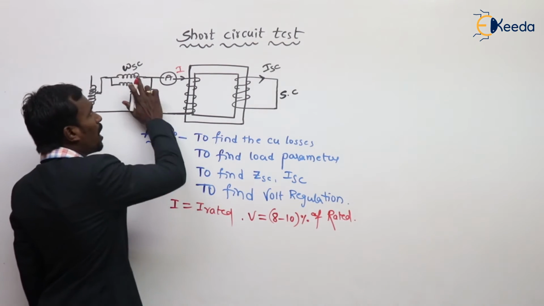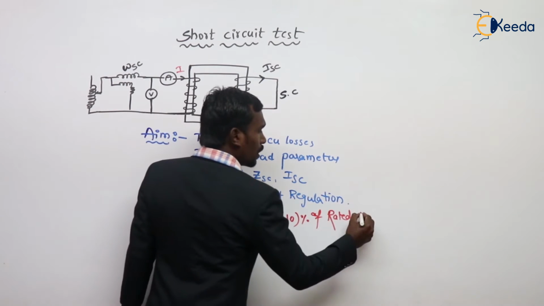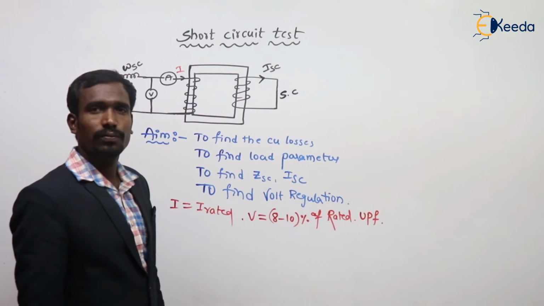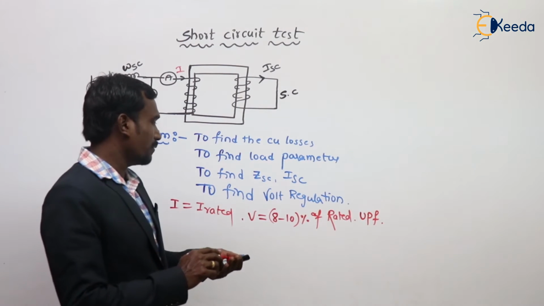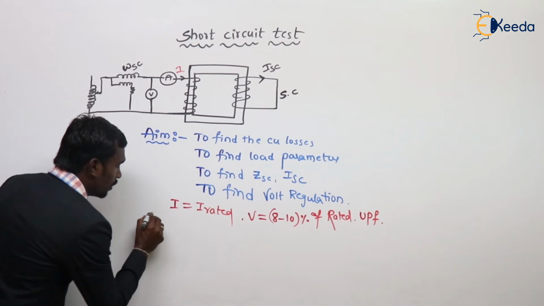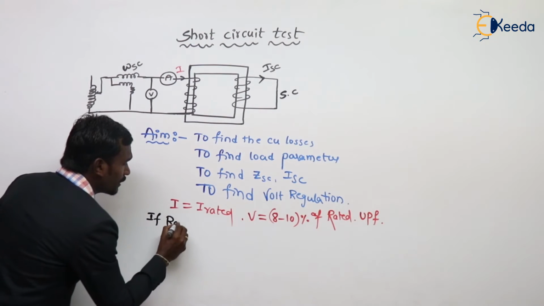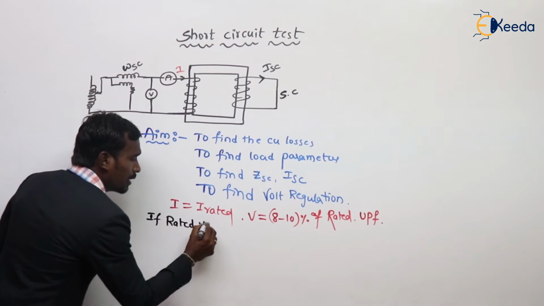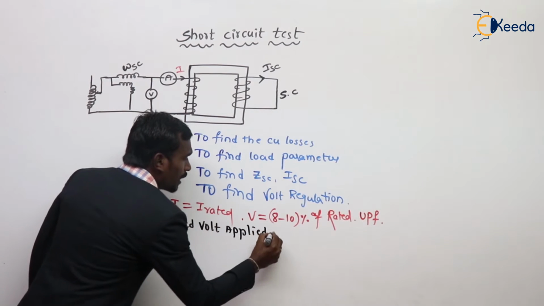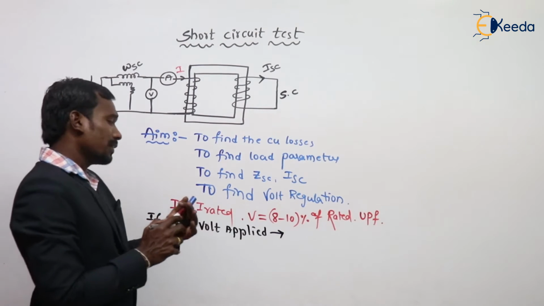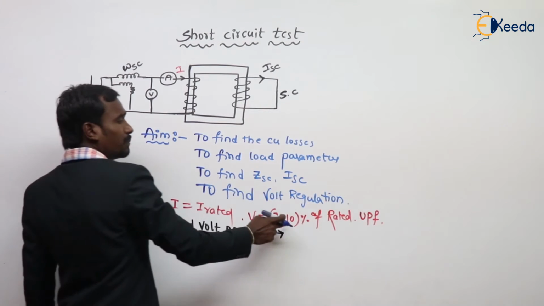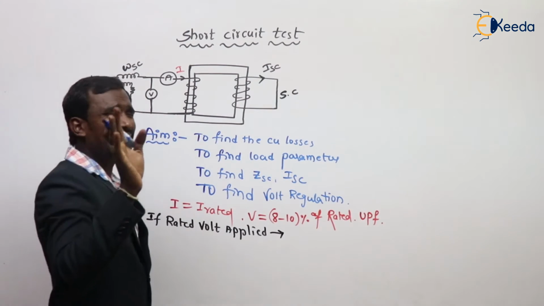What about the wattmeter? Here we have to use a UPF wattmeter. Now you have one doubt: sir, if rated voltage is applied to the transformer, then what happens? At 10% of voltage, we got the rated current.